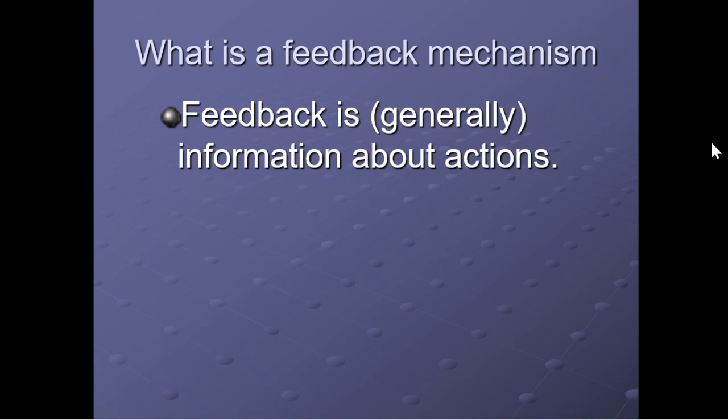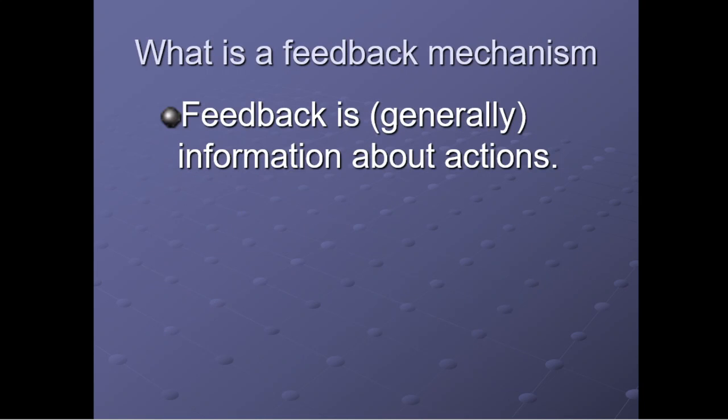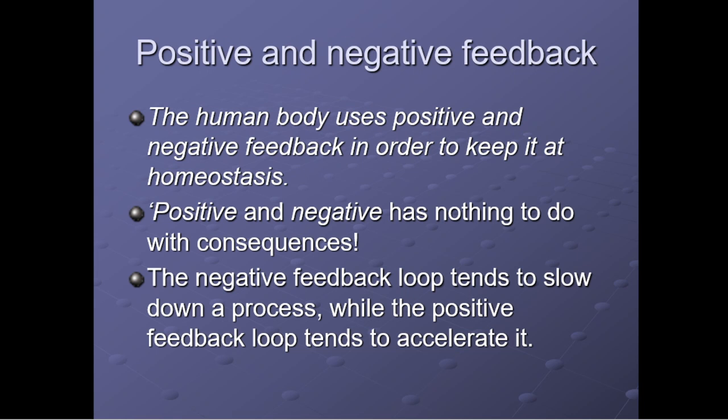What is a feedback mechanism? A feedback is generally information about actions, okay? So it tells you what to do. Does it tell you to stop or go? Does it tell you to make it low or high? So we have two different kinds. We have positive and negative.